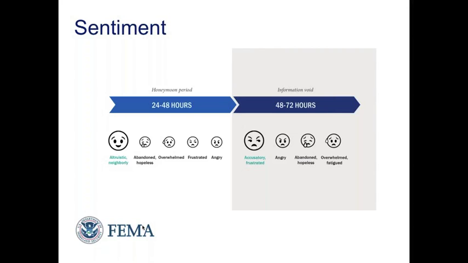So the size of the emoji in each stage corresponds to the dominant emotions being expressed online during that stage. And by mapping them out this way, we can better understand not only the frame of mind of the survivors, but where they may be heading. And this is particularly important for our messaging.